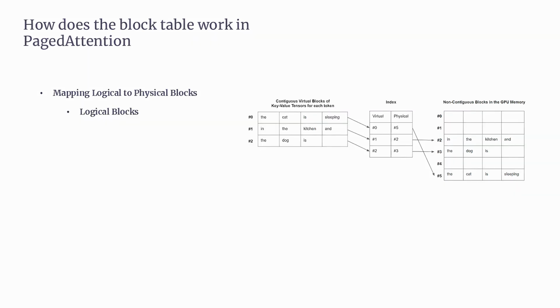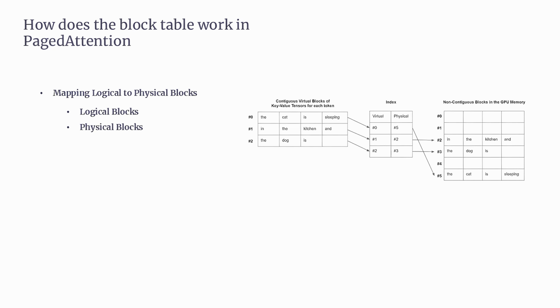1. Logical blocks. In paged attention, the KV cache, which stores key value pairs, is split into logical blocks. These blocks each contain the key and value vectors for a specific number of tokens. For example, if the block size is set to 4 tokens, then each logical block will hold the keys and values for 4 consecutive tokens in the sequence.